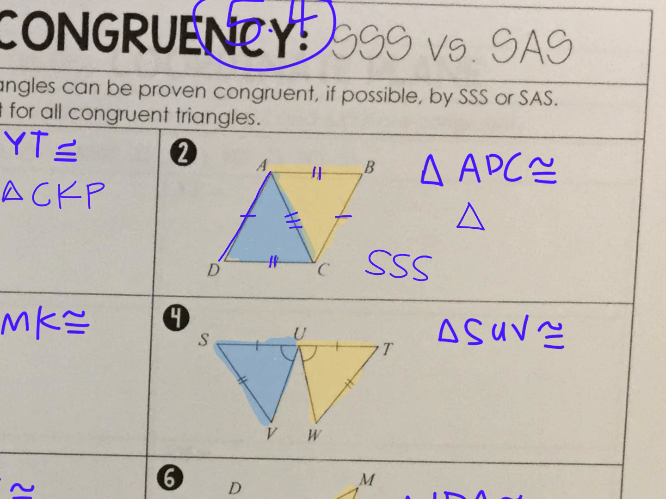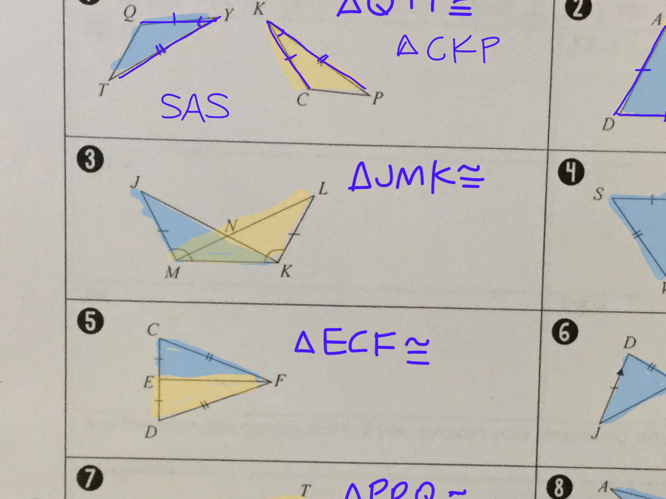A down the 1 side, over the 2 side. So that means I'm going to start at C, up the 1 side, over the 2 sides. C, B, A. All right, let's look at this one.